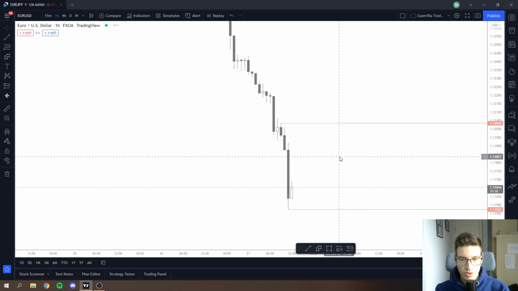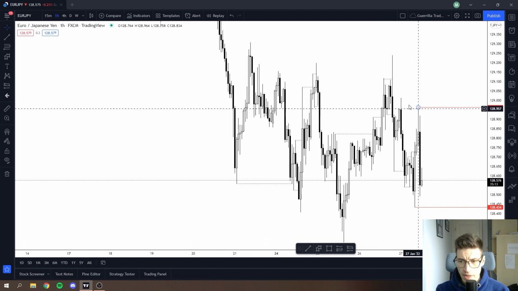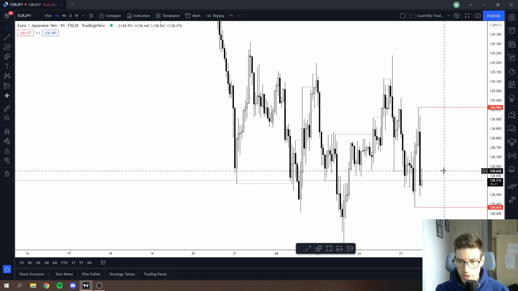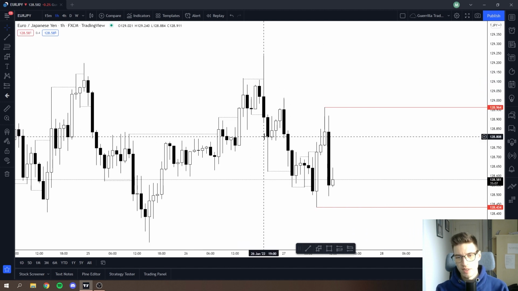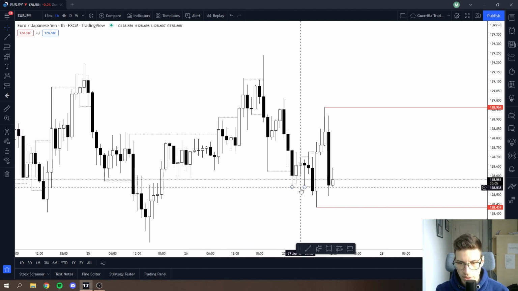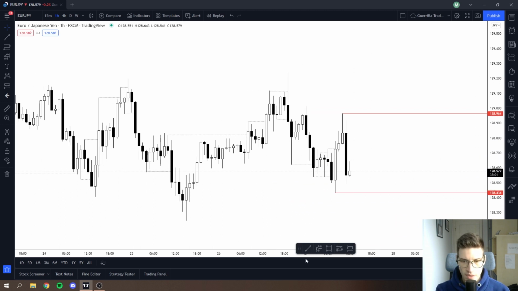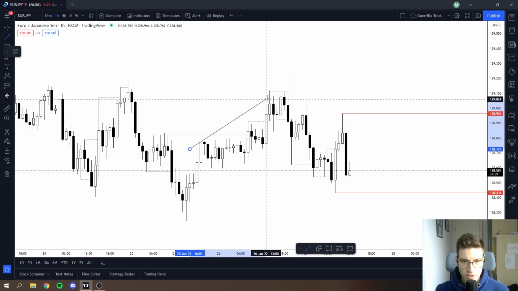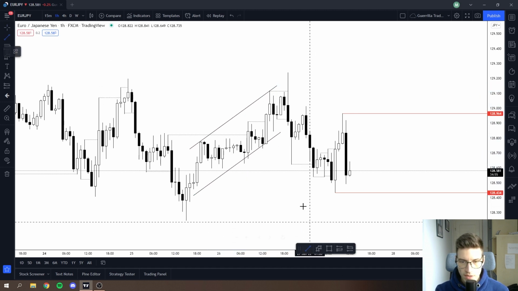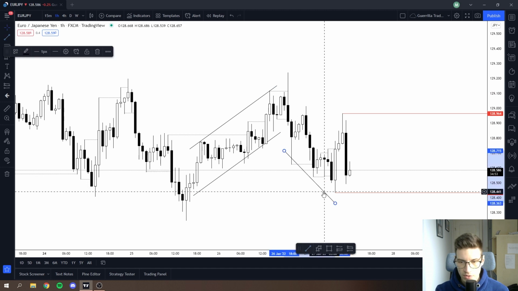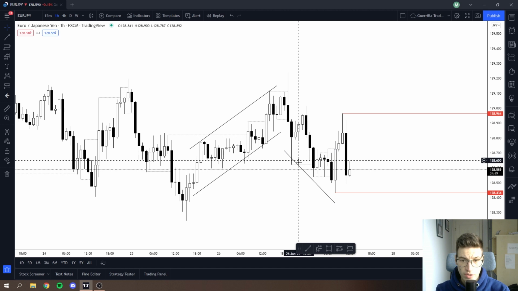Now let's move on to the euro and the Japanese yen. This is still heavily range bound, so I'm not looking for any trades in this range. We are just breaking the highs, retracing, breaking the highs, retracing, breaking the lows, retracing, breaking the lows, retracing. So what we are seeing are these ascending structures, like this, into these descending structures, and this is just signaling ranging price action.